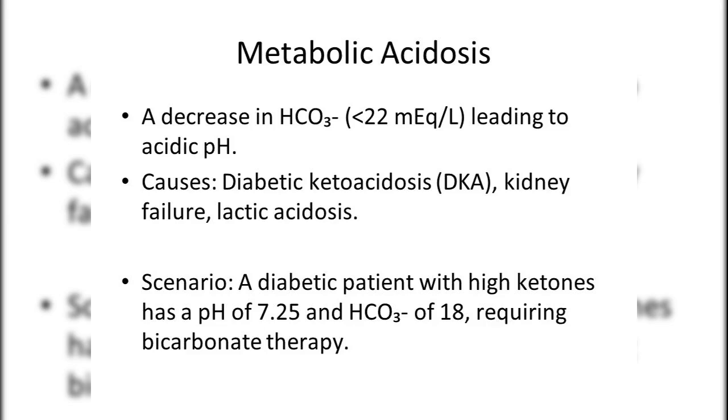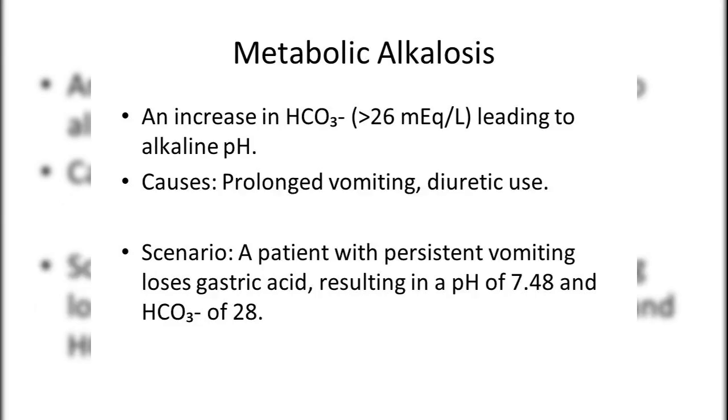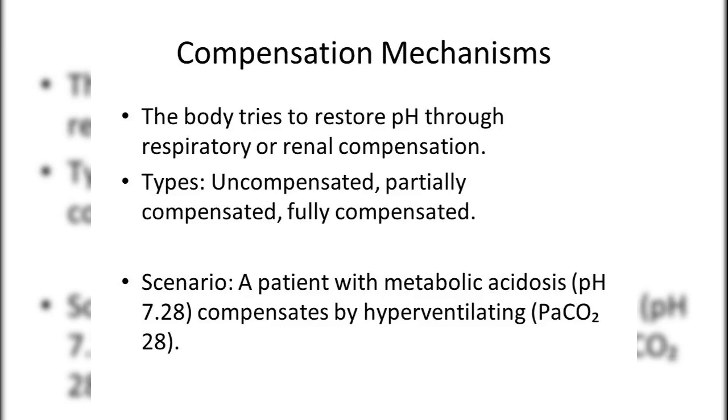For example, a diabetic patient with high ketones may have a pH of 7.25 and HCO3 of 18, requiring bicarbonate therapy. Metabolic alkalosis occurs when an increase in HCO3 above 26 MEq leads to an alkaline pH. This can be caused by prolonged vomiting or diuretic use. A patient with persistent vomiting might have a pH of 7.48 and HCO3 of 28 due to loss of gastric acid. The body tries to restore pH through respiratory or renal compensation.